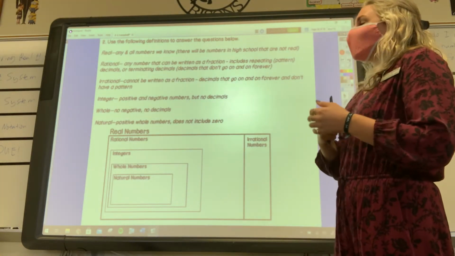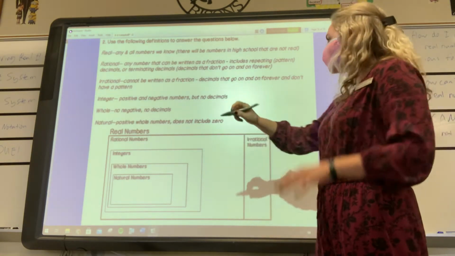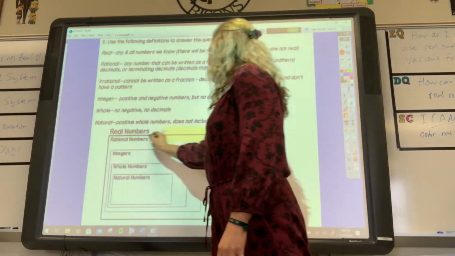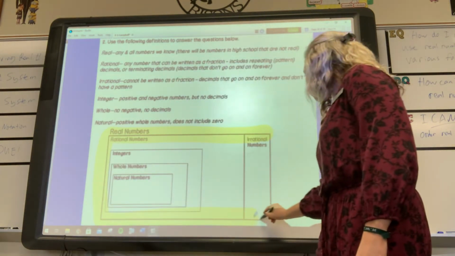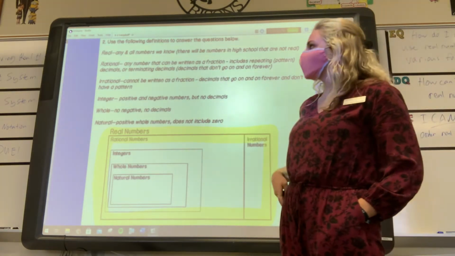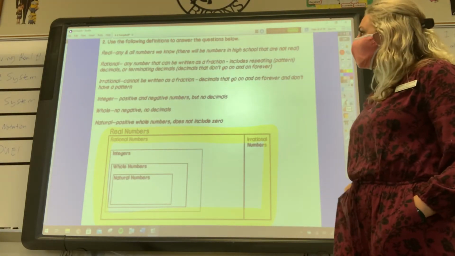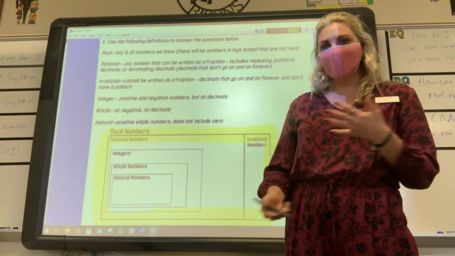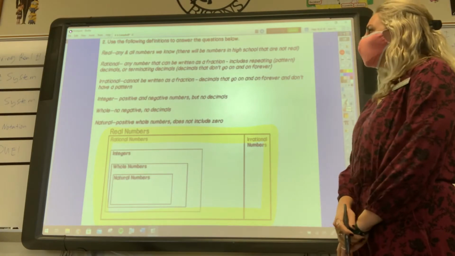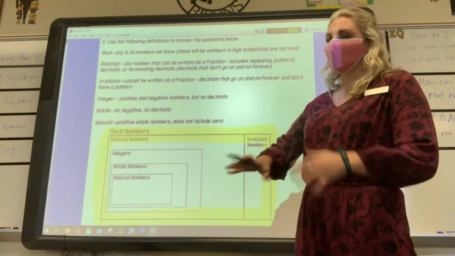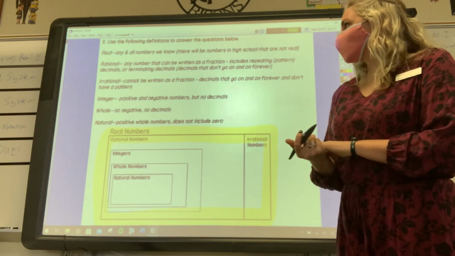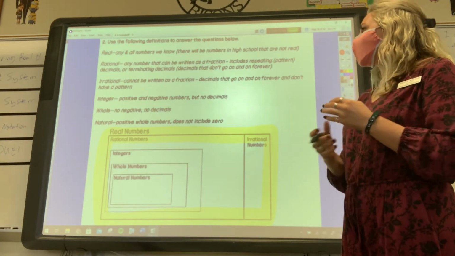So, a real number, like Mr. Campbell taught us, we have this entire box that everything inside this thing I'm highlighting are all going to be real numbers. So, makes sense when our definition says any and all real numbers that we know. Again, once you get to high school, you'll get into some crazy stuff that you don't even have to worry about this year. So, you can know that any numbers that we're going to work with as an 8th grade math student are going to be real. So, moving to our rational numbers, they are any numbers that can be written.